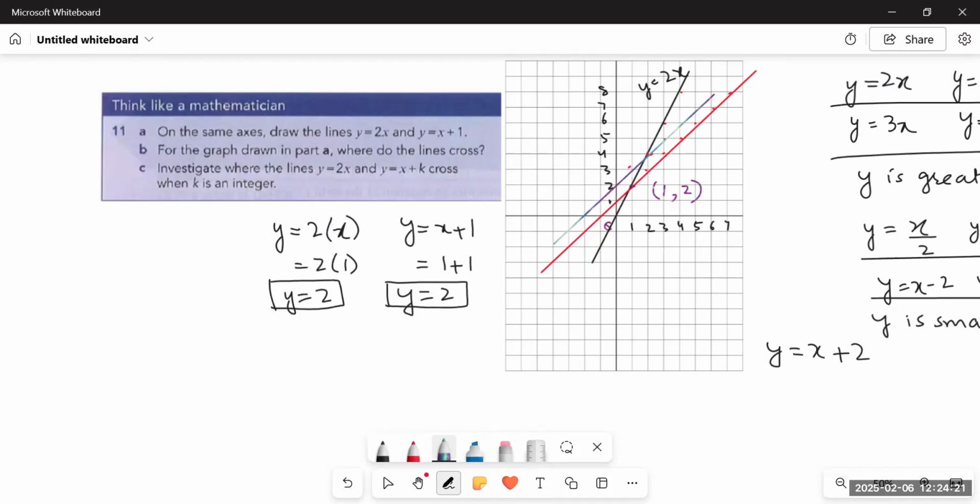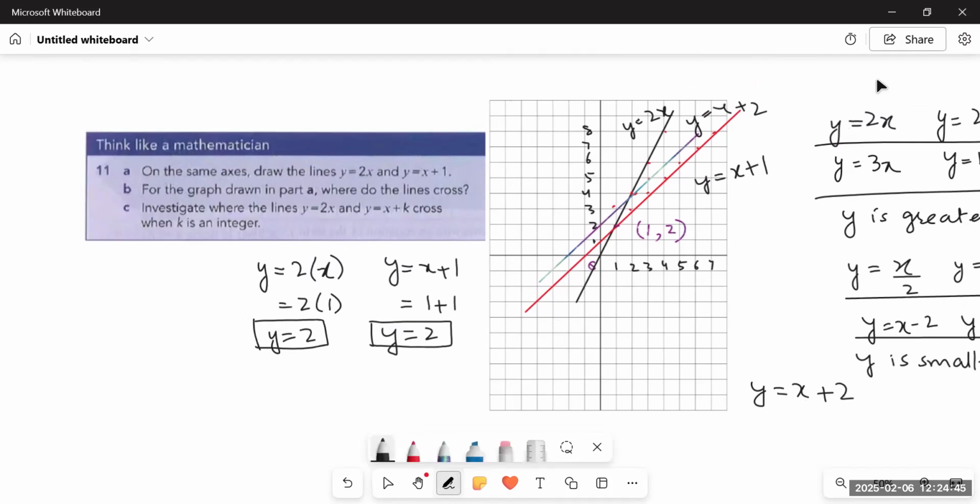Okay. This line would be parallel to the previous line, that is the equation y = x + 1, but it would be above. This line was y = x + 1, and then this line above would be y = x + 2. And you can see both of these lines will meet at which point? At the point where x is 2 and y is 4.